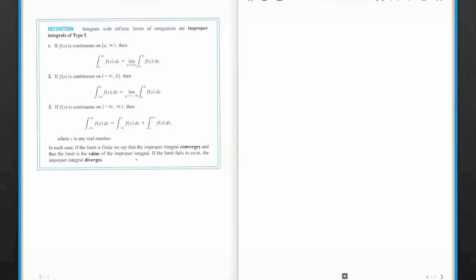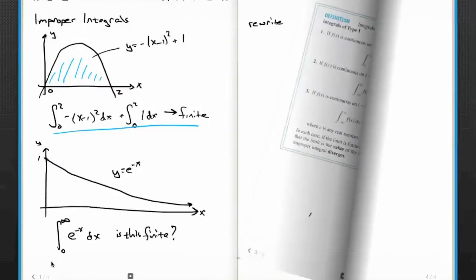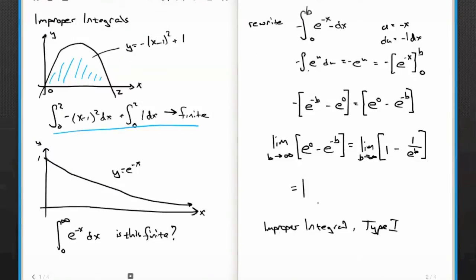So we have two key words here, converges and diverges. In this last example we did, we discovered that it does in fact converge, and it converges to the value of 1. So this one, I'm going to say converges. Okay, so good.